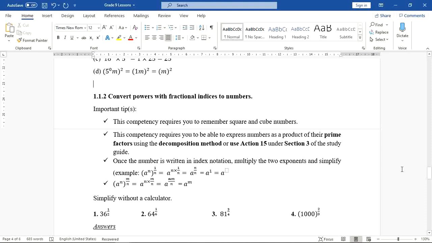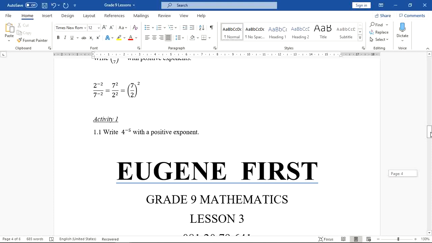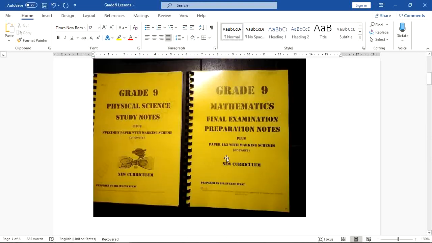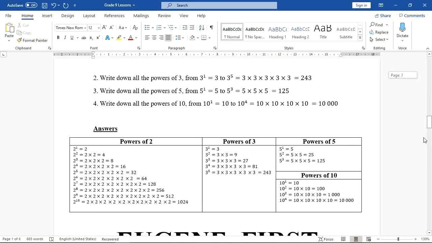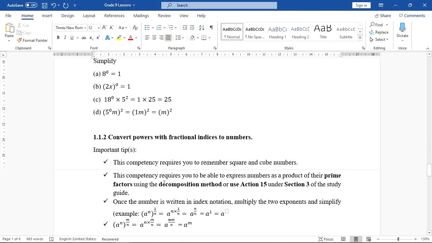Now these notes are coming from this study guide. In this study guide, there is a section where I'm showing you how to use a scientific calculator. If you don't want to use the decomposition method, which is the manual method, you can use action 15 under section 3 of the study guide. That section will show you how to use a scientific calculator.